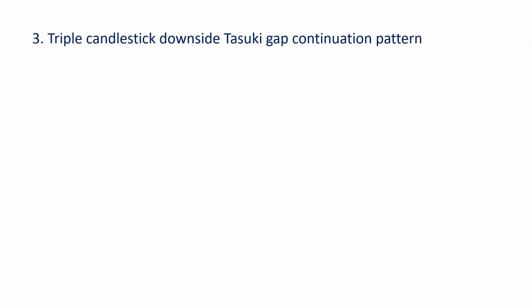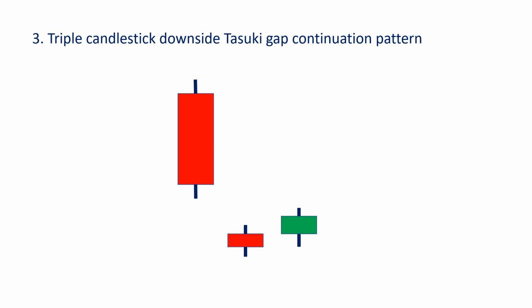Triple candlestick downside Tasuki gap continuation pattern. This pattern has three candles. The first one is a large bearish candle. The second one is a small bearish candle that gaps down from the first one. On the third day, we have a small bullish candle. It is important that the close of this small bullish candle be in between the gap.